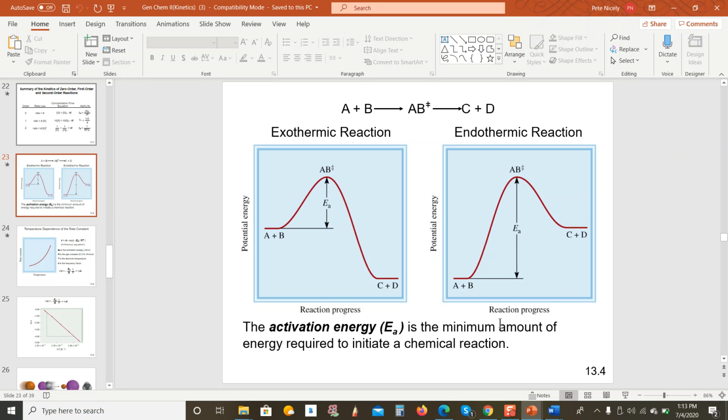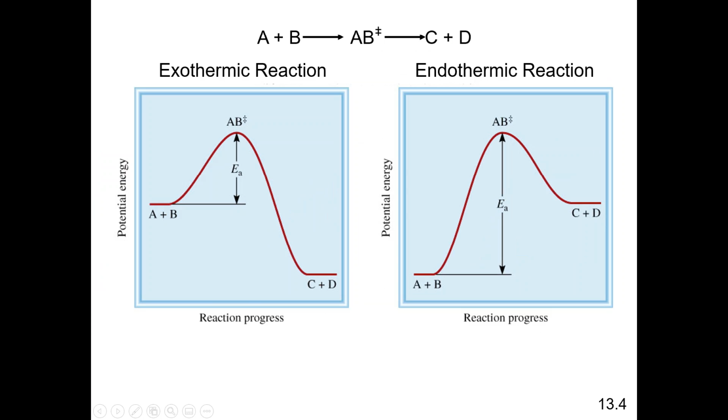So now we're going to look at the relationship between the energy changes in a reaction and the kinetics of the reaction. What you're looking at here are what we call in the business energy diagrams, or in some textbooks, the energy profile diagram. In each case, you have a plot of the potential energy on the y-axis versus the reaction progress on the x-axis. Here we have two such diagrams, one for an exothermic reaction and the other for an endothermic reaction.